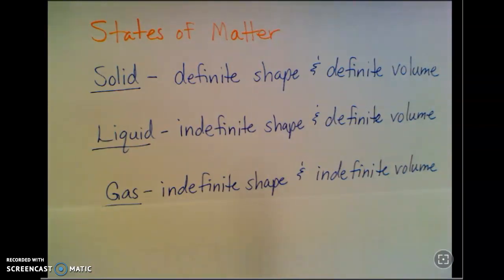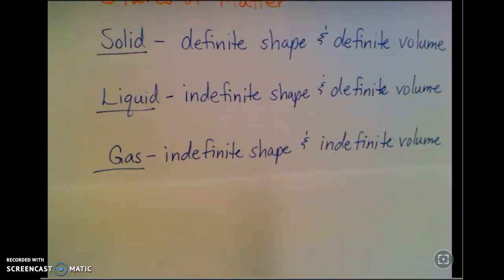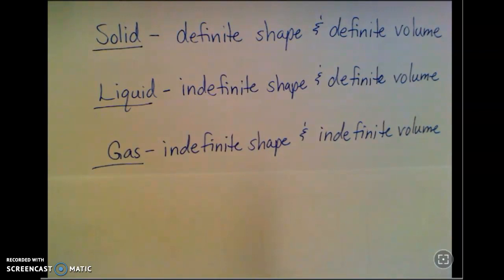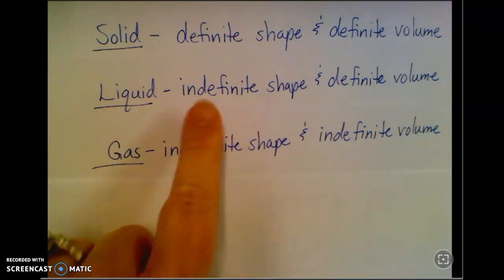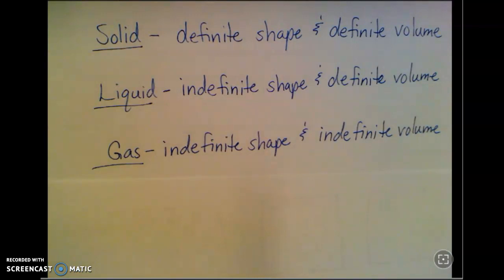Now, the last one is the gas, and it has indefinite shape and indefinite volume. And so basically, a gas will just take up whatever space you give it. It expands to fill up whatever container that it's in, and it takes the shape of that container. And so when you think about those definitions, sometimes it's tempting to think that a liquid is kind of in between a solid and a gas, and solid and gas are sort of opposite from each other. And that's not exactly true. And that's a misconception that I run into a lot in Chemistry 1. And you may have that idea, but that's not exactly how it is.